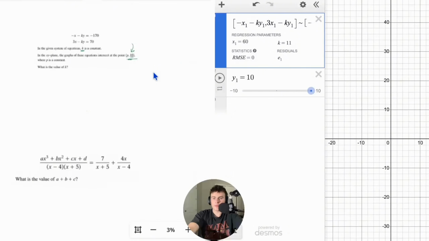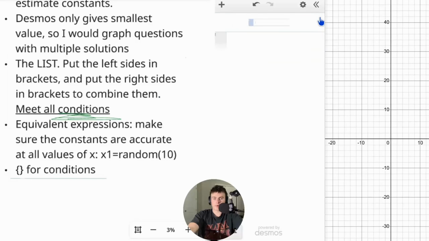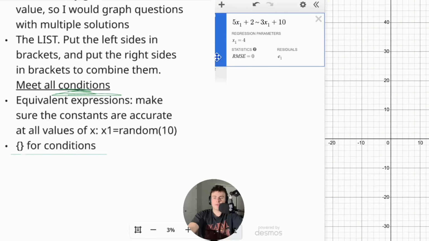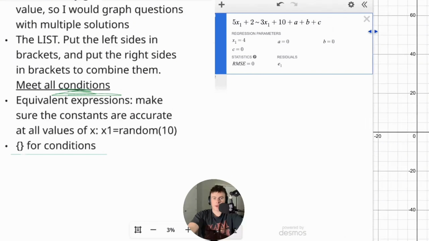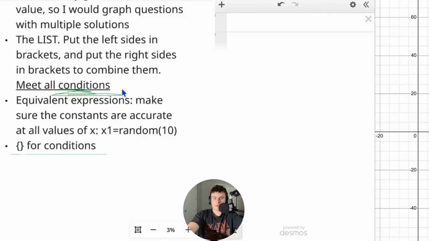Now, equivalent expressions. Equivalent expressions are literally in the name. You have two expressions that are equal. For example, 5x plus 2 equals 3x plus 10, and then you can just use a tilde between these to solve for x. A very common question is when you have a ton of constants and you have to solve for a, b, and c. This is where it gets really hard, but you're always going to use regression here.